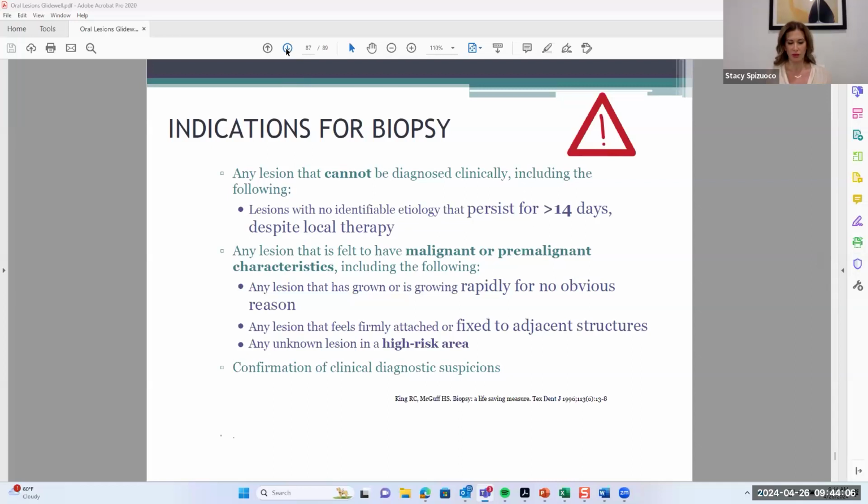You want to document everything, and you want to follow up with the patient and always be aware and explain to them everything and any medications they may need.